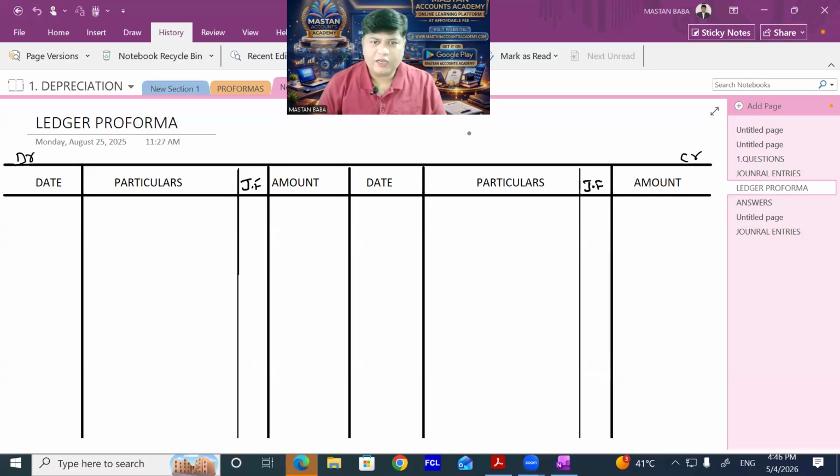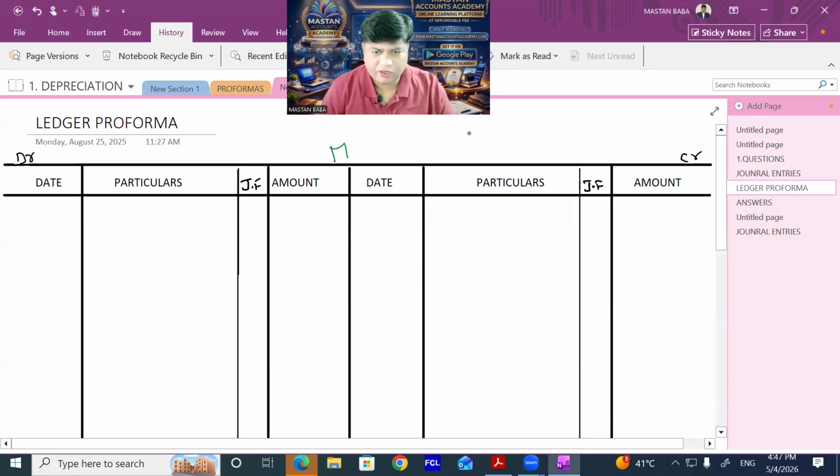So as we know, the ledger pro forma contains date, particulars, JF, and amount columns, on both sides. The left hand side is the debit side and the right hand side is the credit side. Writing the heading of the account, the heading is machinery account.